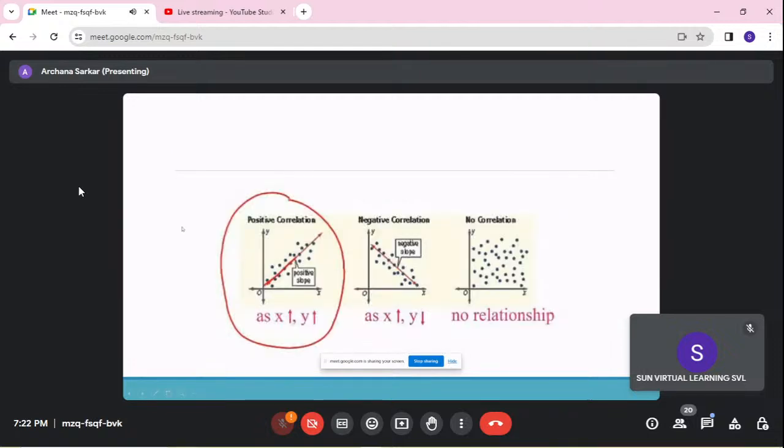Positive correlation means when one variable is increasing, the value of the other variable is also increasing. Negative means when the value of one variable decreases, the value of the other variable is also decreasing. And when there is no relationship, then there is no line or no slope, as you can see here.